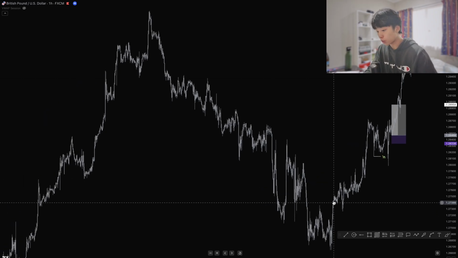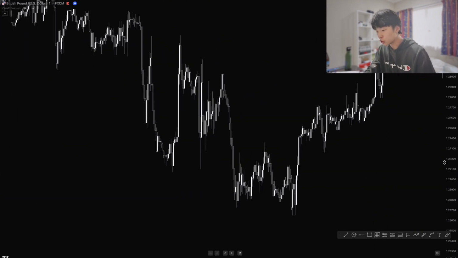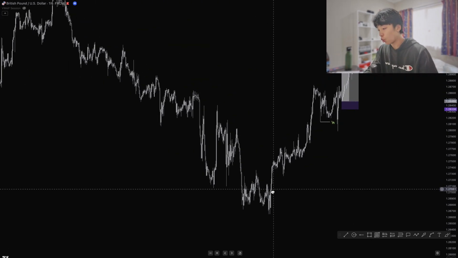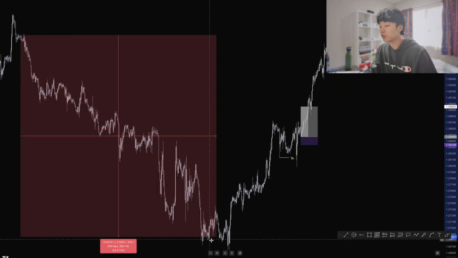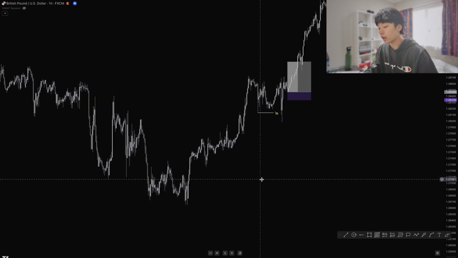All right, we're also going to talk about inducement. So inducement is the last liquidity sweep before a trend reversal. So if we look at price right here, we can see that it is very bearish. We are making lower lows, lower highs.